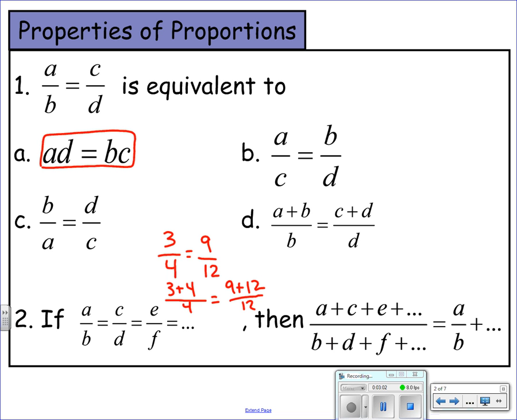Number two, our second property of proportions, is if A over B is equal to C over D is equal to E over F. So if you have a bunch of different ratios that are equal, you can add together all the numerators and all the denominators, and that's going to be equal to A over B, C over D, E over F. So all those are going to be equivalent ratios.